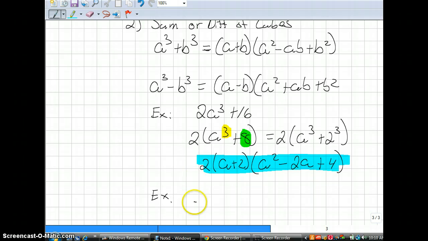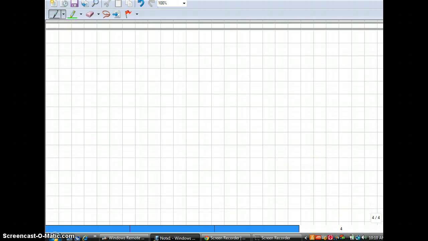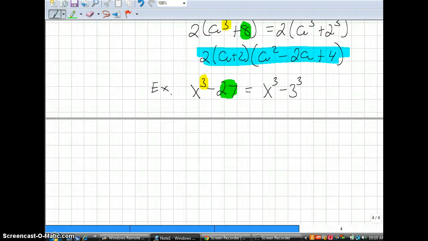If I had x cubed minus 27, there's no common factor, so I go on. There are 2 terms, and I see that this is a cube, so then I ask myself, could the 27 be written as something cubed? And yes, it can. 27 is the same thing as 3 cubed. So then that is a difference of cubes, so that's going to factor to x minus 3.